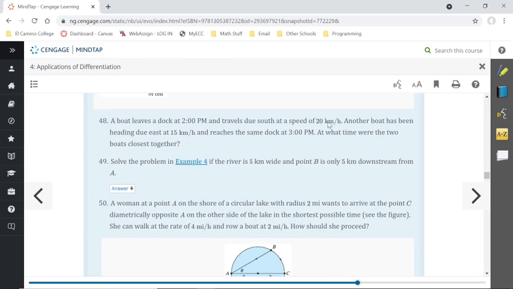Since we have uniform velocities here, these are unchanging speeds, so we can use distance equals rate times time to relate a speed to a time through distance. At what time were the two boats closest together? Again, minimizing distance, that's when they're closest. Let's get a diagram together. We have one boat leaving a dock at 2 p.m. traveling south. Another boat which was heading east reaching the dock at 3 p.m.